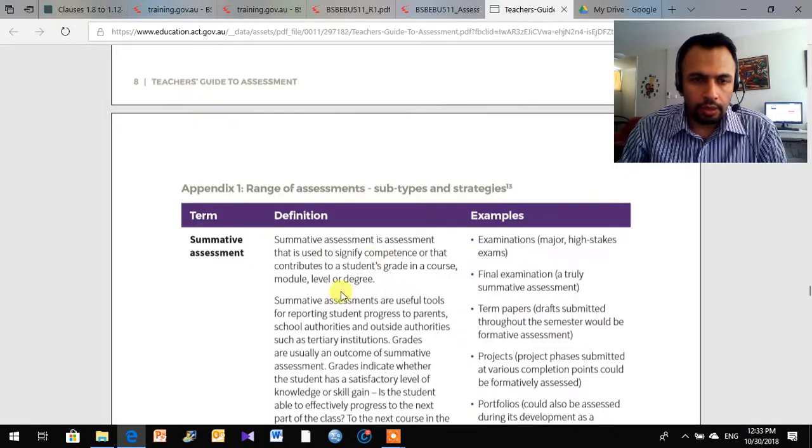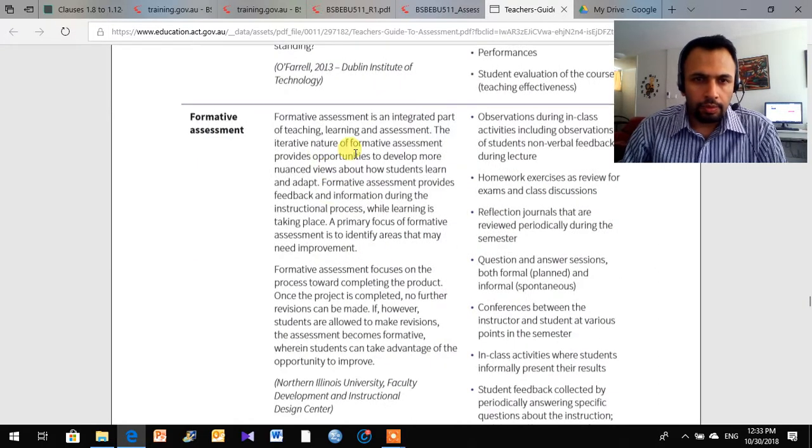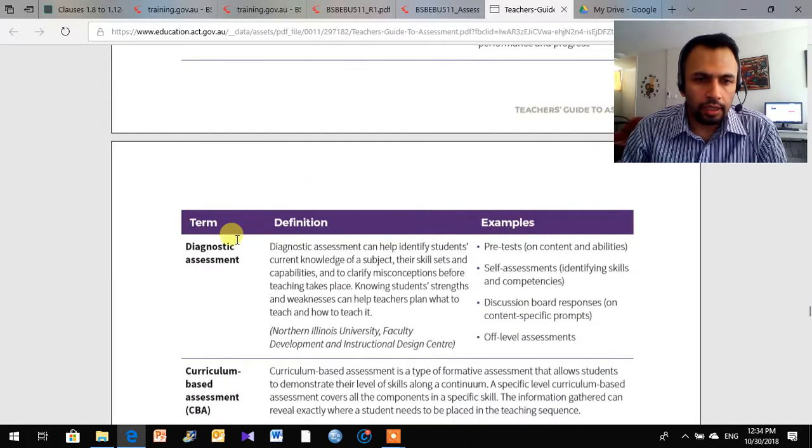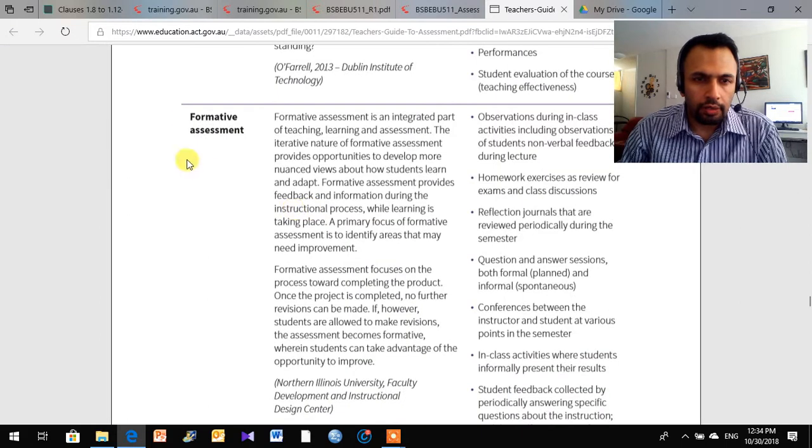In the flexibility, the range of assessment methods, the most commonly used methods are summative, in which a final exam is the example. So these are high stake exams. But as an assessor, I will focus on the formative assessment and the diagnostic assessment. The formative assessment means the in-class activities in which the students can present their results. So these in-class activities can be in the form of presentations.